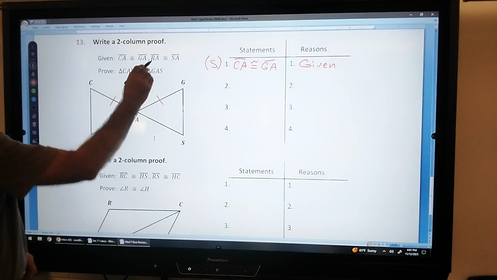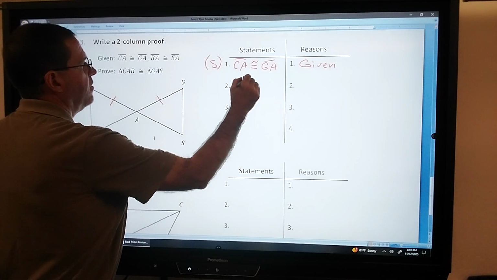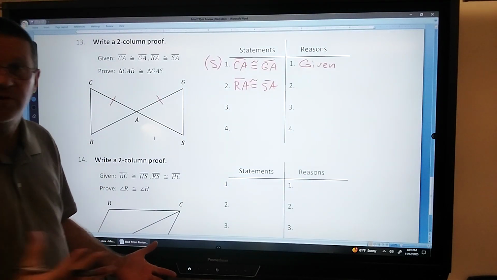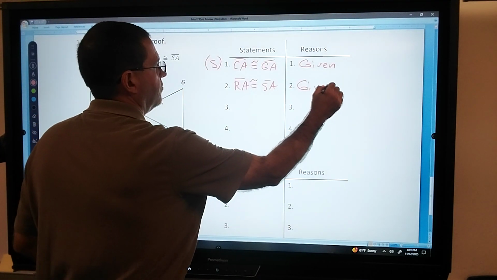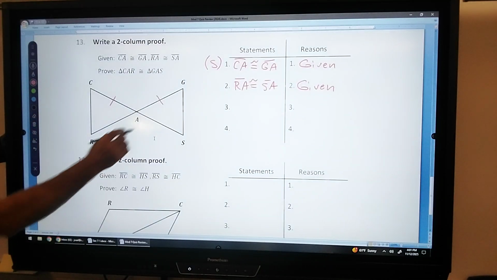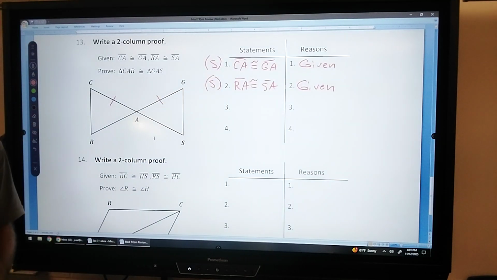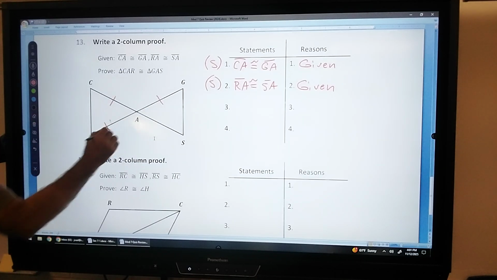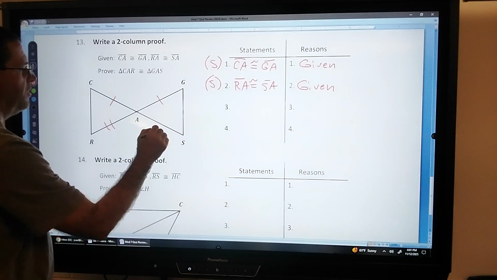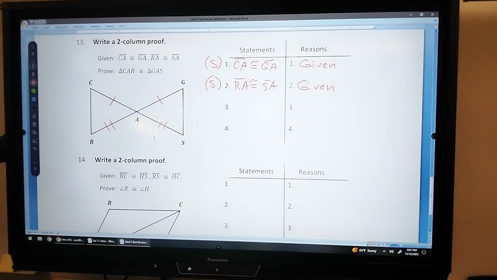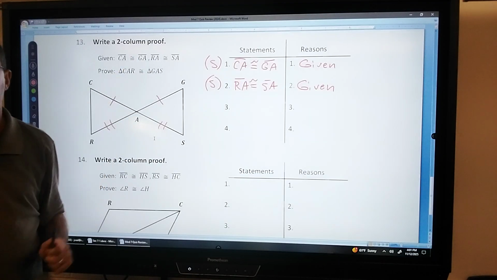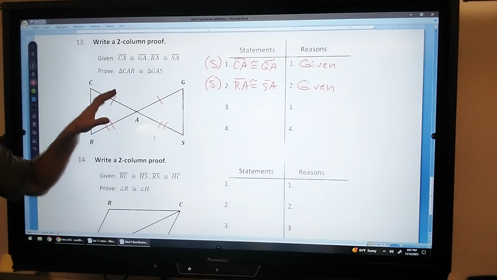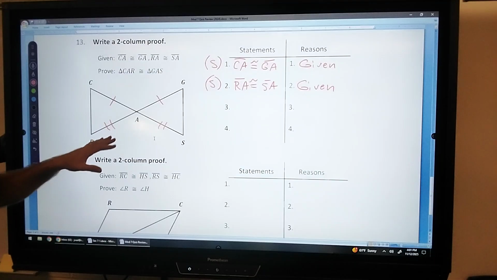Next piece of information, RA is congruent to SA. And that is also given. I know it's going to be a side, and I'm going to mark it. Well, I've got one slash already taken, so R to A will get 2 slashes. S to A will get 2 slashes. And you'll notice I'm out of given information. So there has to be something on the back of my flip book that will help us get one of our 5 ways that triangles are congruent.